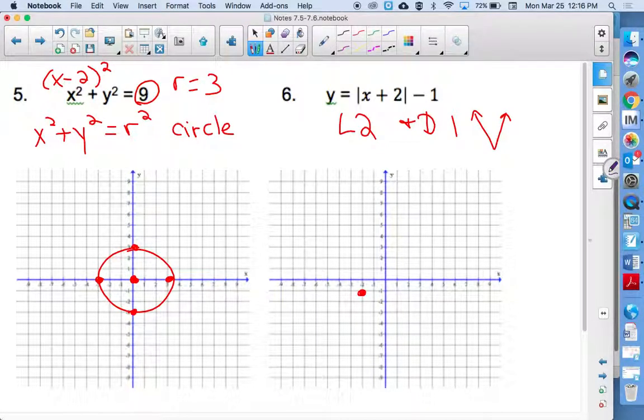So using the same concepts, if I go right 1, Zach, what's the absolute value of 1? 1. If I move right 2, the absolute value of 2 is? 2. If I go left 1, the absolute value of negative 1 is still? 1. The absolute value of negative 2 is? 2. And then you have a couple points to make a V.